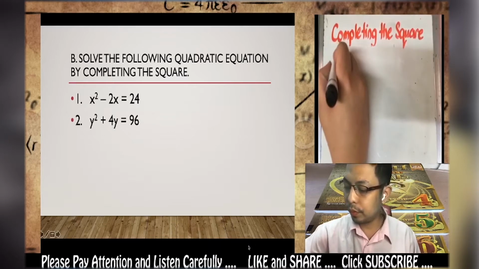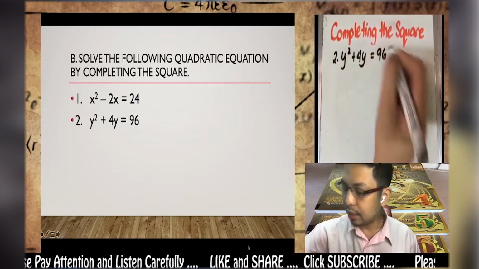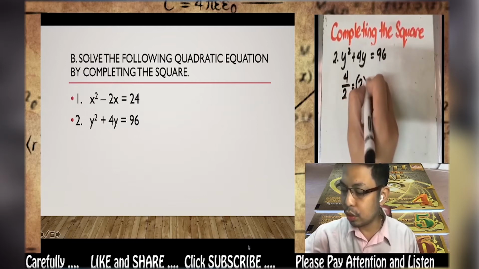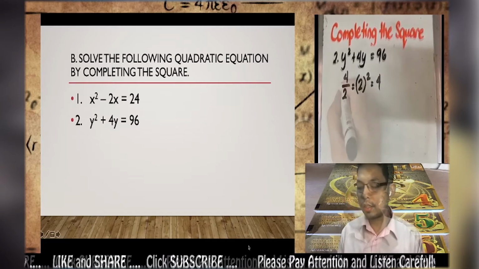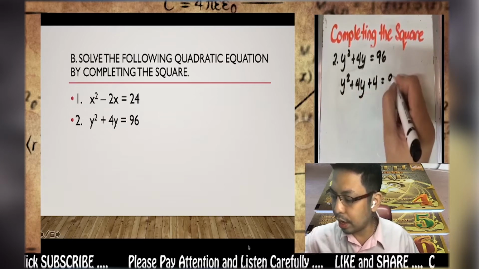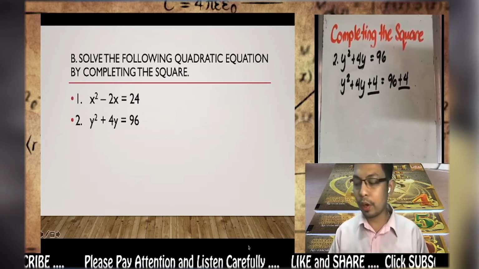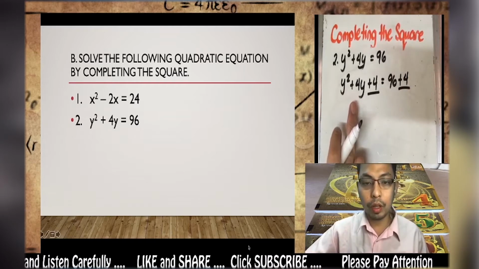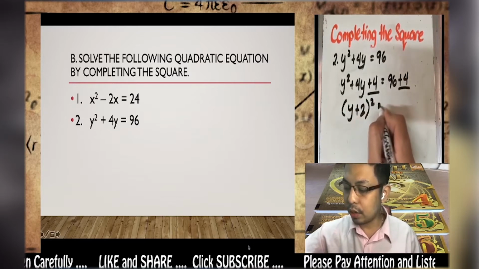Number 2, we have y squared plus 4y is equal to 96. 4 divided by 2 gives us 2, and squared, we have 4. Adding 4 on both sides, we have y squared plus 4y plus 4 is equal to 96 plus 4. So y squared plus 4y plus 4 is a perfect square trinomial. Transforming the perfect square trinomial into the square of a binomial, we have the quantity y plus 2 squared is equal to 100.